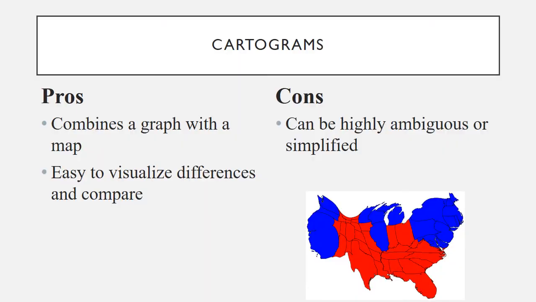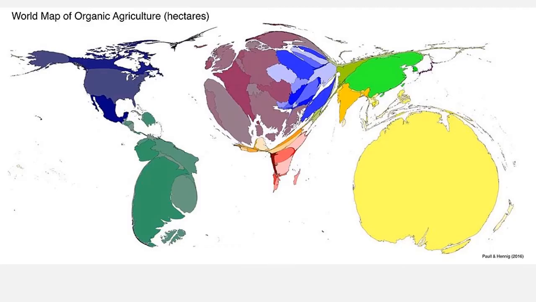Cartogram maps are real fun, really neat ways of combining graphs with maps, right? Integrating data onto a map in a way that makes it very easy to visualize differences and compare those differences across areas. Again, the downside here is that it can be overly simplified and sometimes ambiguous in what exactly you're seeing. But you can get some neat things here.